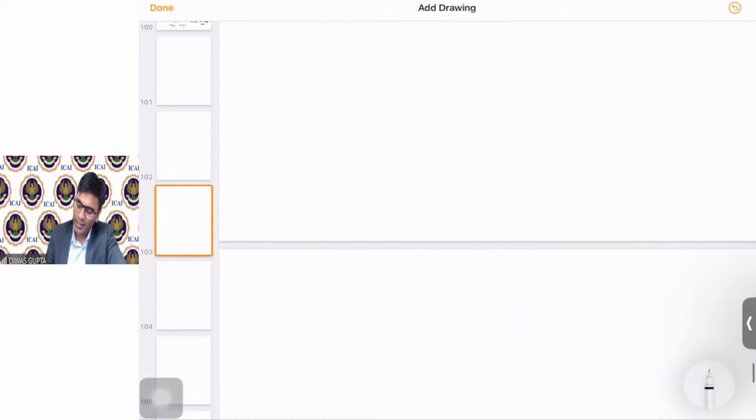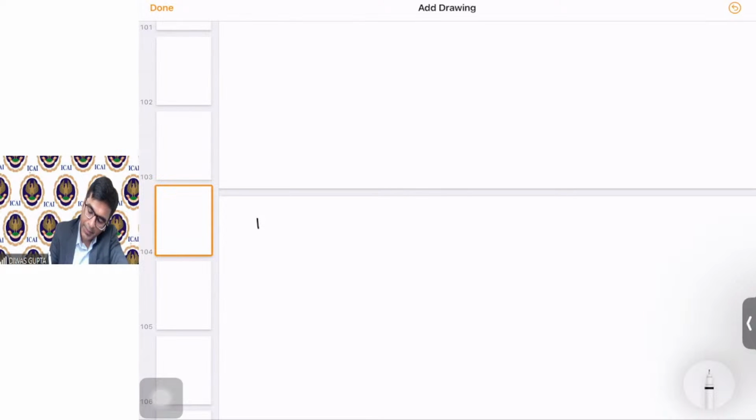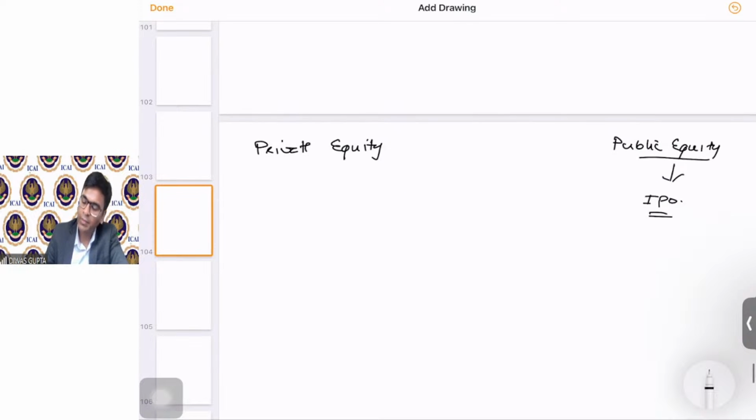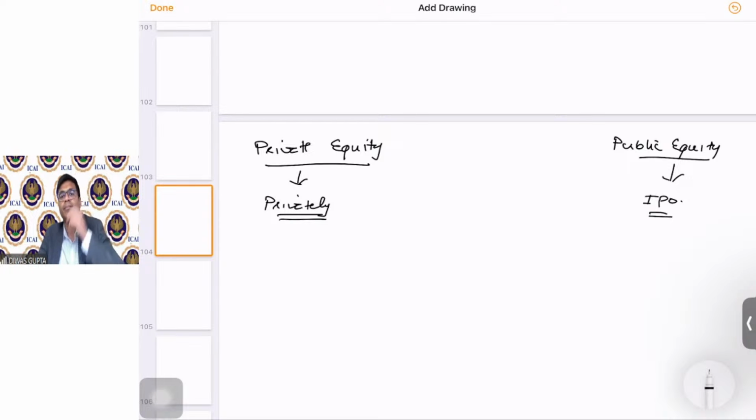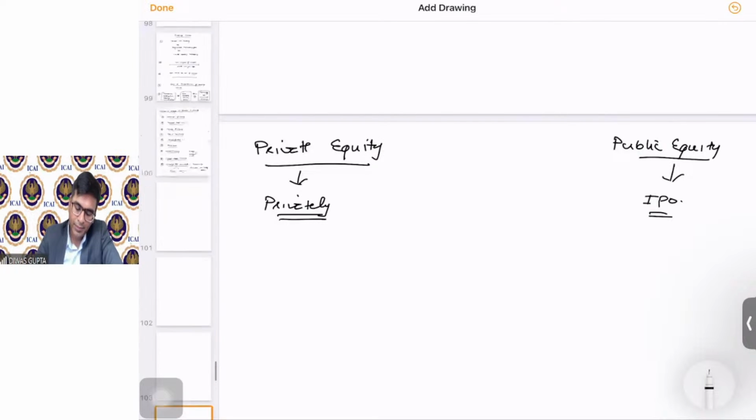So first of all, please understand there are two terms, right? Private equity and public equity. Public equity comes through an IPO, right? Initial public offer to the public at large. Public will invest in the company. That is called public equity. Private equity comes from the investors privately, right? It has no public significance. It will come to the company in a private manner.